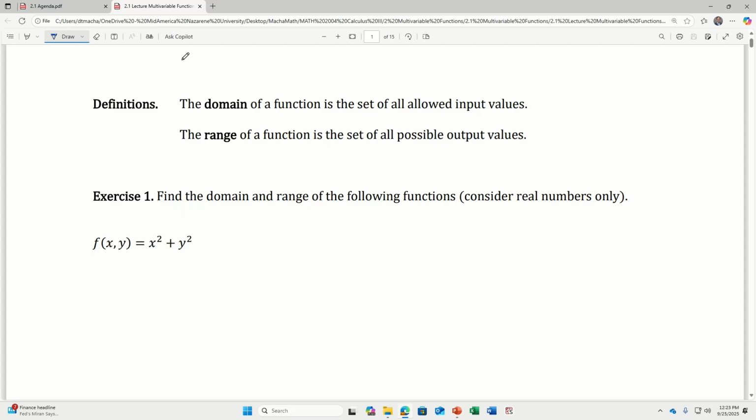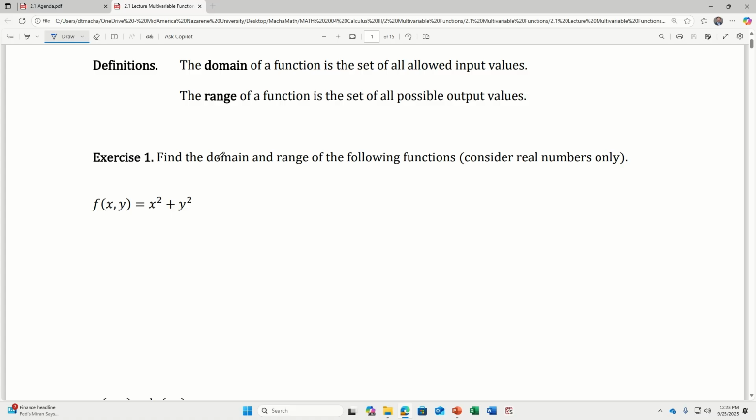So remember, the domain of a function is the set of all allowed input values. The range of the function is the set of all possible output values. And in this class, we are only concerned with real numbers. If a particular number, when you plug it into the input of the function, gives you an imaginary output, then that's not going to be part of our domain, okay? We only want real numbers in this class.